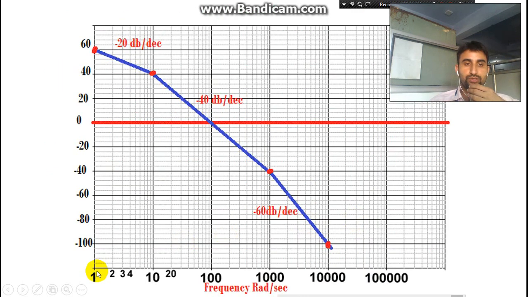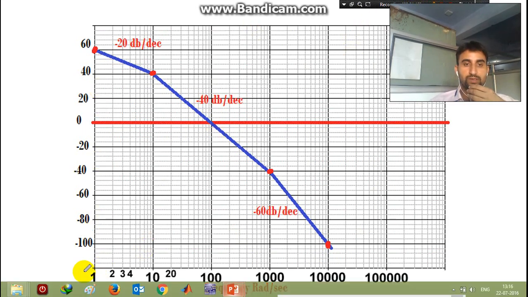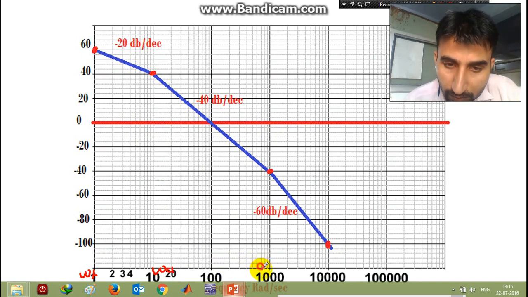So let's put all these values in this graph. So this is omega l is equal to 1, and this is nothing but omega l, and this is omega c1, and this one is omega c2, and this one is omega h.